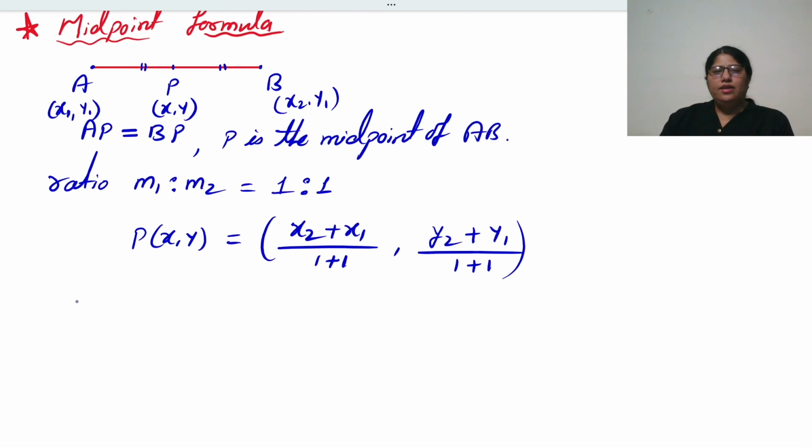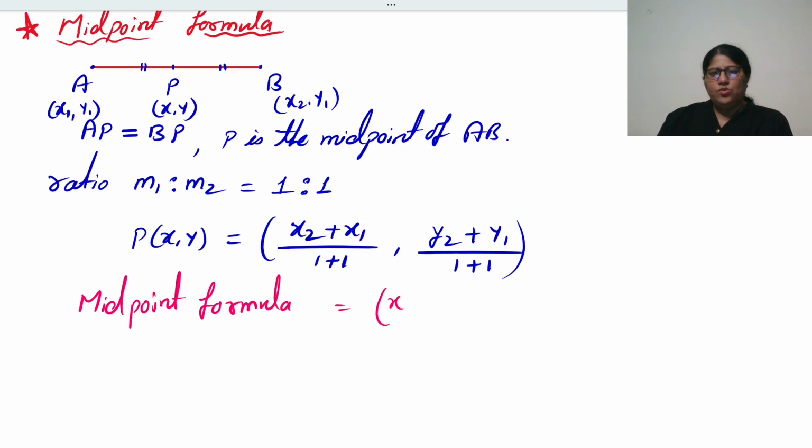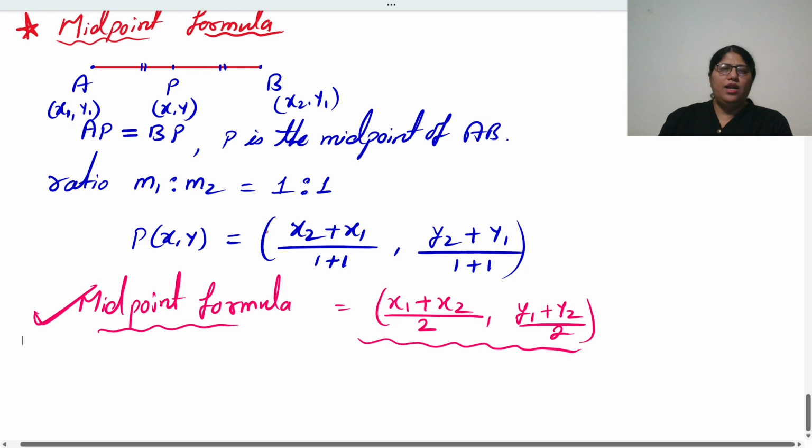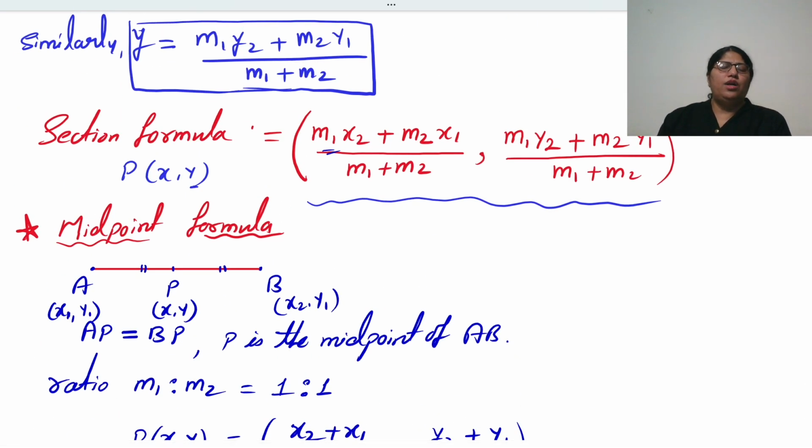So how are we going to get it here? Your midpoint formula is going to be right here. Midpoint formula is x1 plus x2 by 2, and here y1 plus y2 by 2. I'm just rearranging because addition follows the commutative property. Because your ratio is 1 is to 1, that's why you get this formula. So you don't need to derive the formula, but you have to remember the midpoint formula, and you have to remember the section formula to solve the questions, right? So this is the derivation.